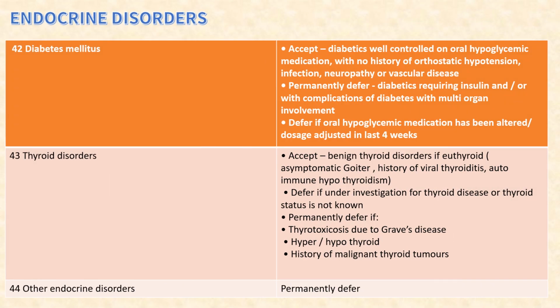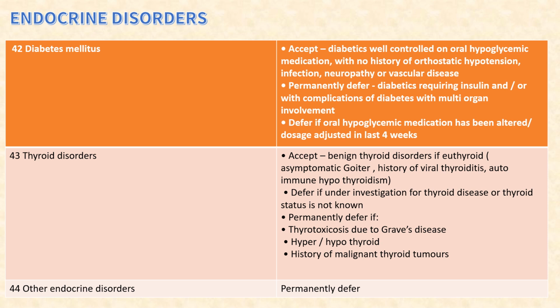In case of diabetes mellitus, you can accept the diabetic donor if their diabetes is well controlled and they are on oral hypoglycemic medication with no history of orthostatic hypotension, infection, neuropathy, or vascular disease. But if the donor requires insulin or has complications of diabetes with multi-organ involvement, then you have to permanently defer. You will also defer the donor if the oral hypoglycemic medication has been altered or the dosage has been adjusted in the past 4 weeks.